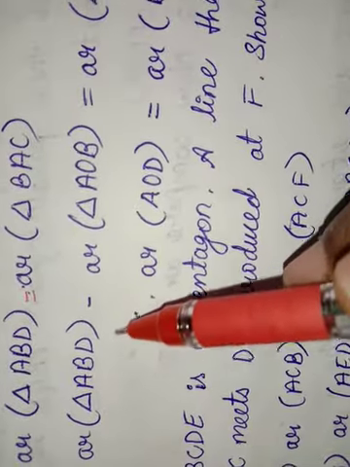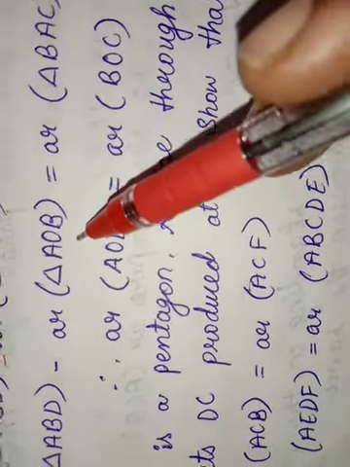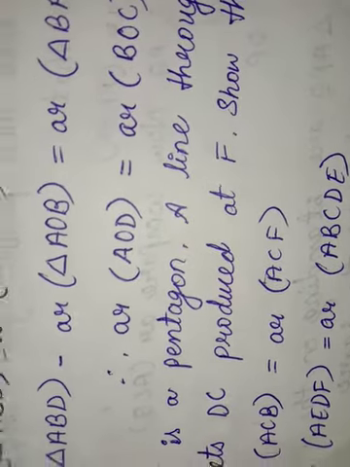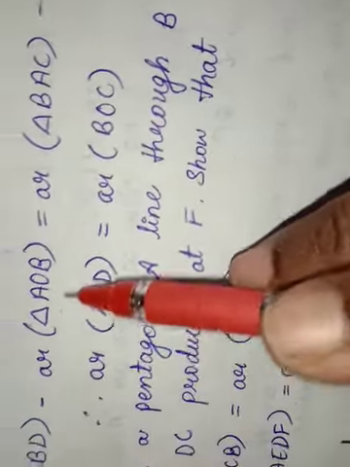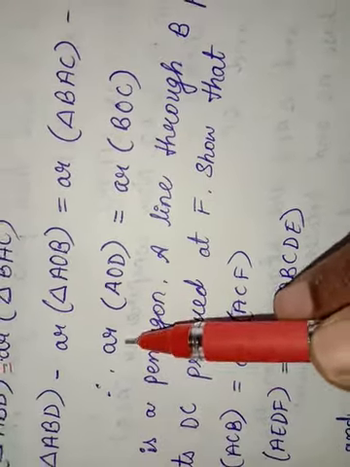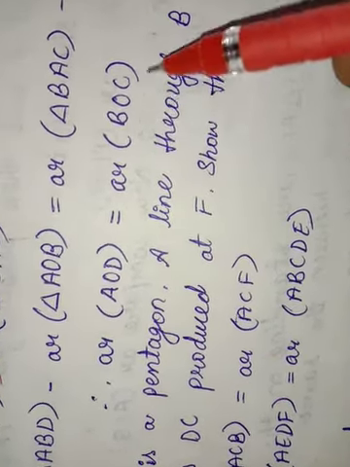Now, area of triangle ABD minus area of triangle AOB is equal to area of triangle BAC minus area of triangle AOB. So, for both we have to subtract this one. Then you will get area AOD is equal to area BOC.